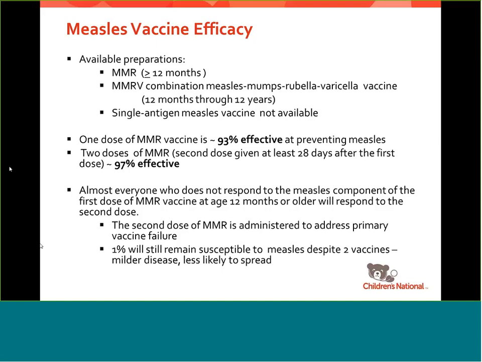One dose of MMR vaccine is considered 93% effective at preventing measles. The vaccine failure rate has been reported to be between 5 to 7% in those who receive a single dose. And actually, specifically to address primary vaccine failure, that's why we give the second dose of MMR. When we give 2 doses of MMR, it is really considered to be 97% effective when the second dose is given at least 28 days after the first dose.